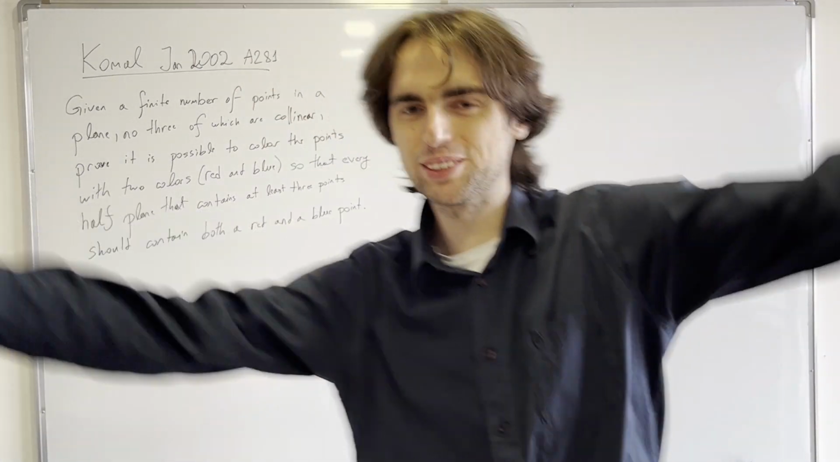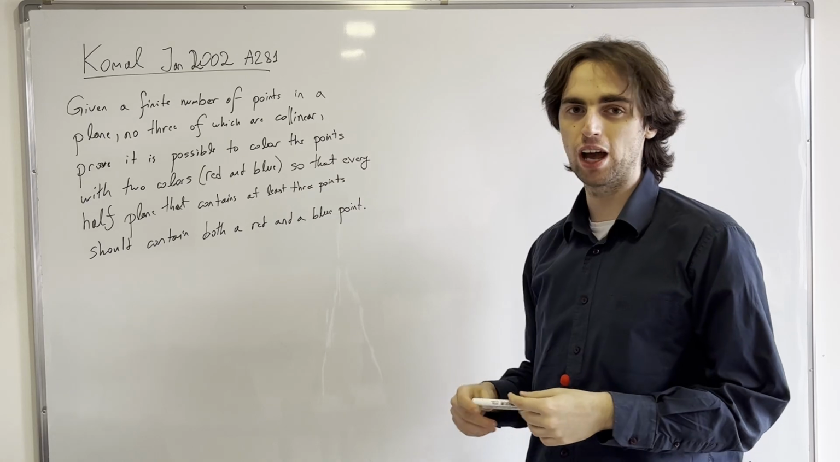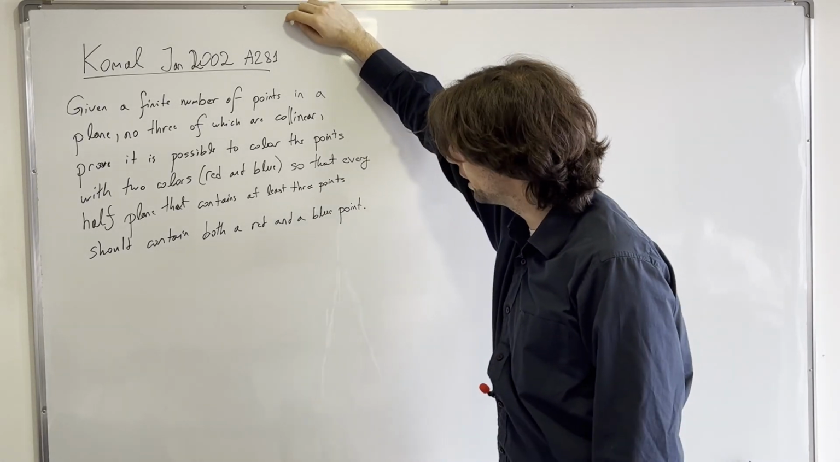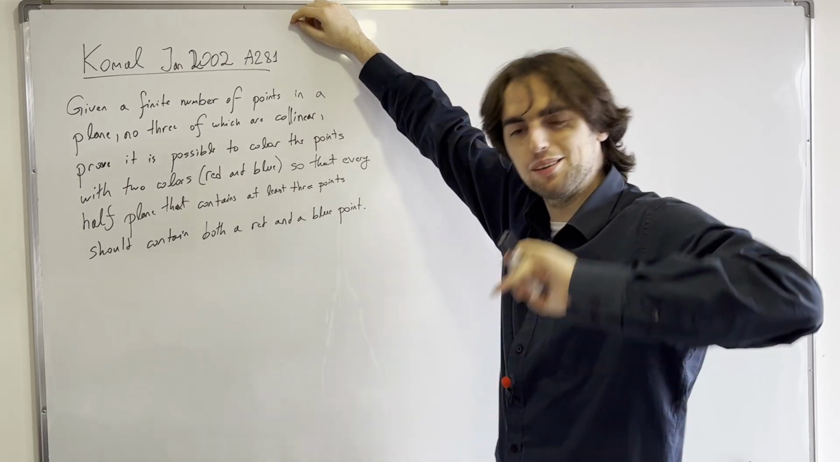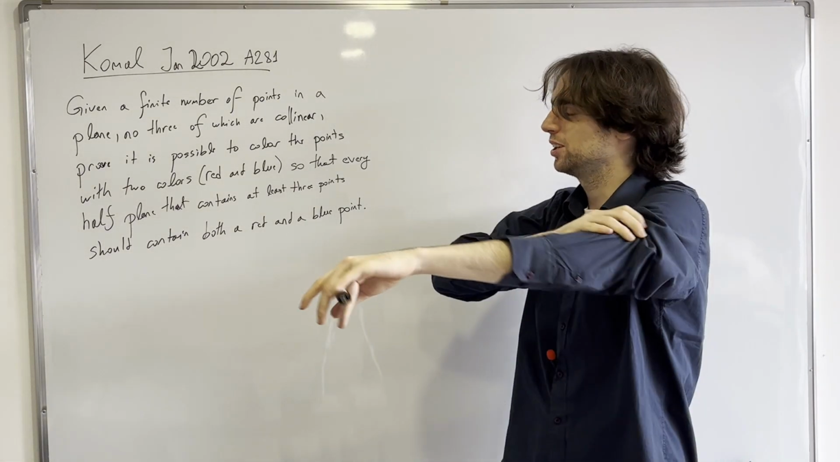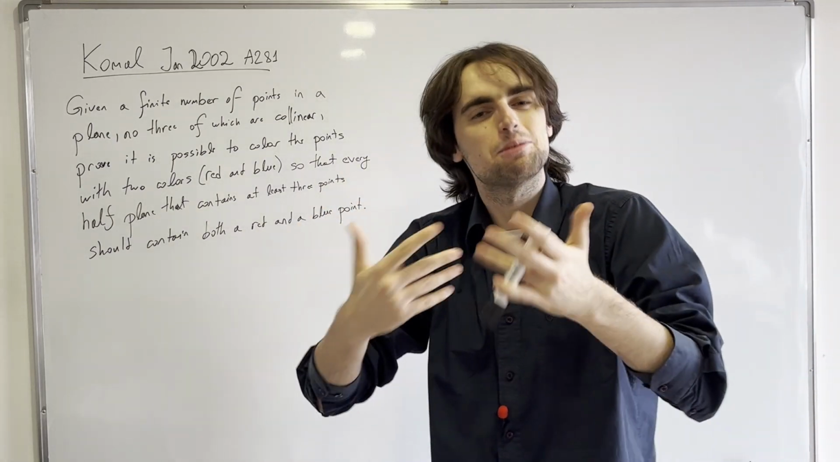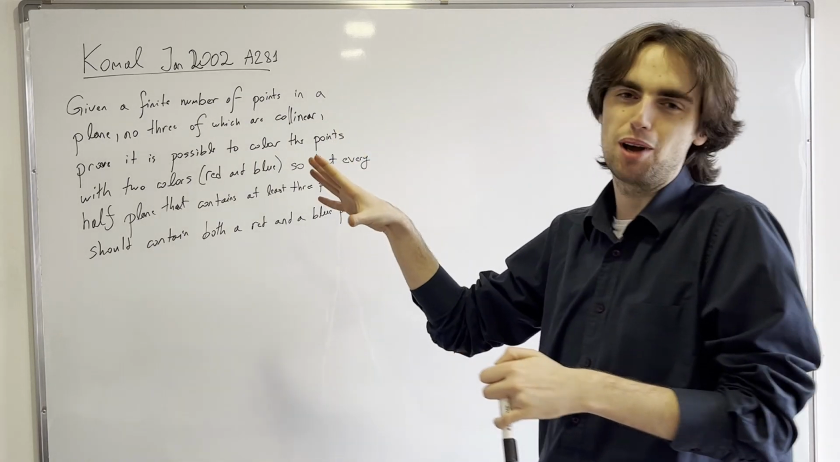Hello fellow problem solvers! Today we're going to be doing a problem from the Komal magazine from January 2002, problem A281. This is a combinatorics problem which is great if you're at an intermediate level or getting to an intermediate level. You want to practice some of your skills like thinking, combinatorics, creative skills. This is a great problem for that.